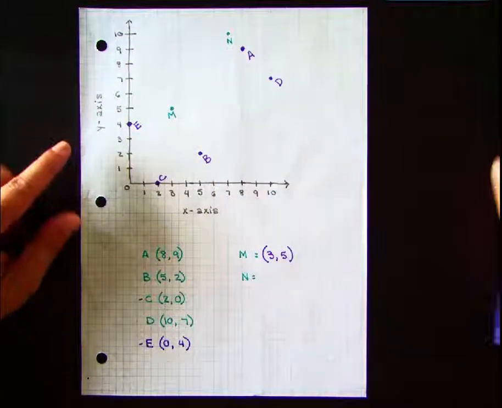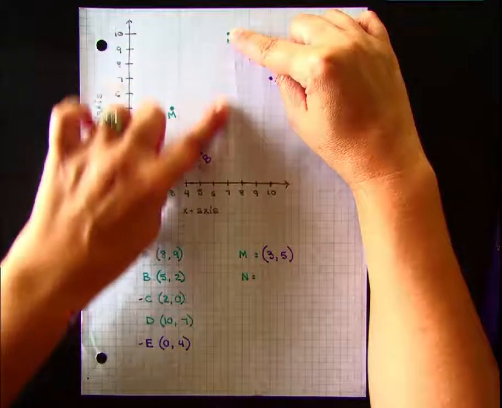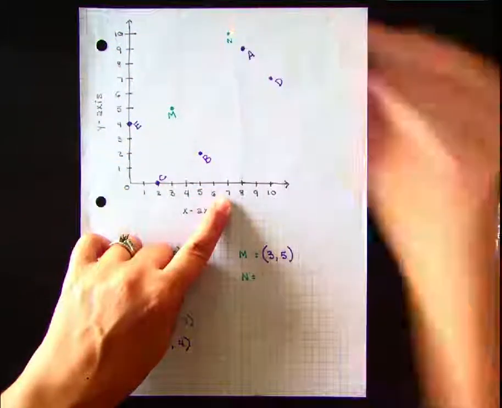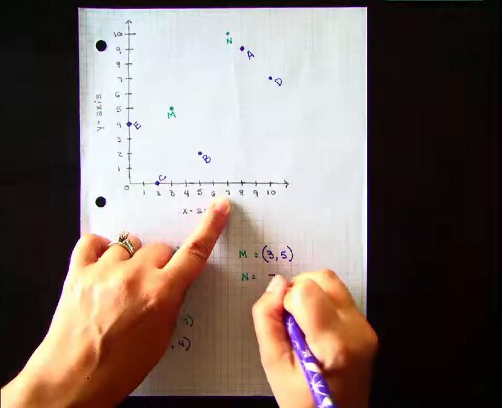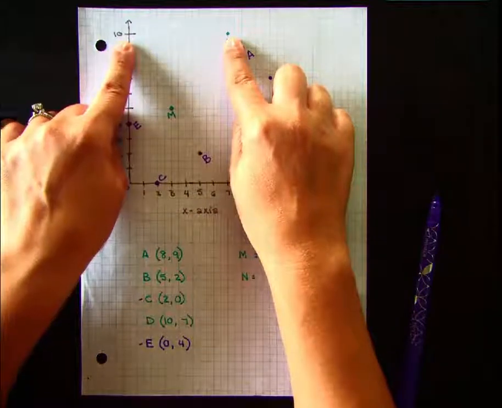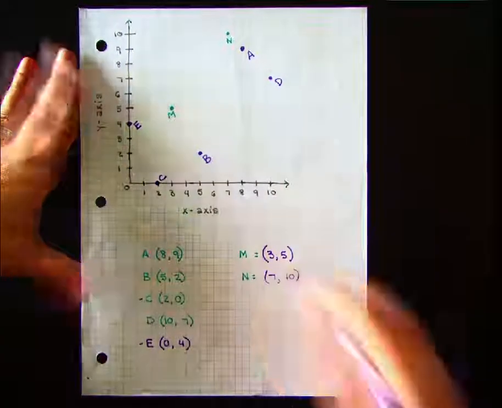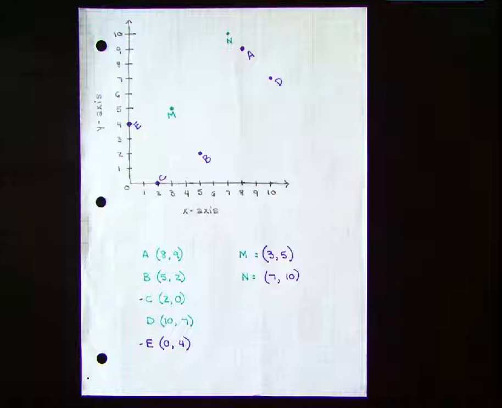All right, so let's take a look at point N. So I'm going to do the same thing. I'm going to trace down, see how many over we went. We went over 7. And we went up 10. Okay, so the ordered pair for N is 7, 10.